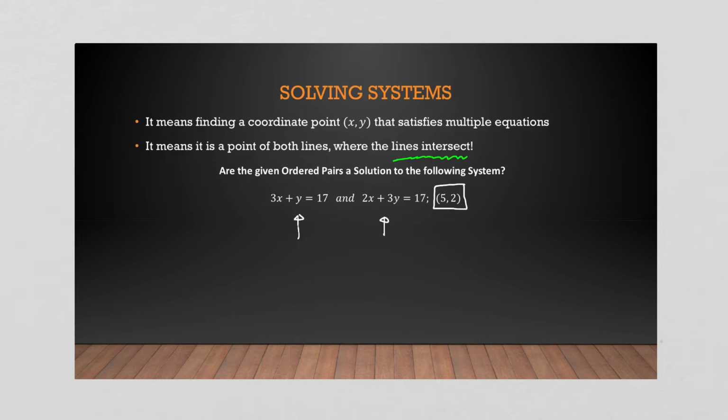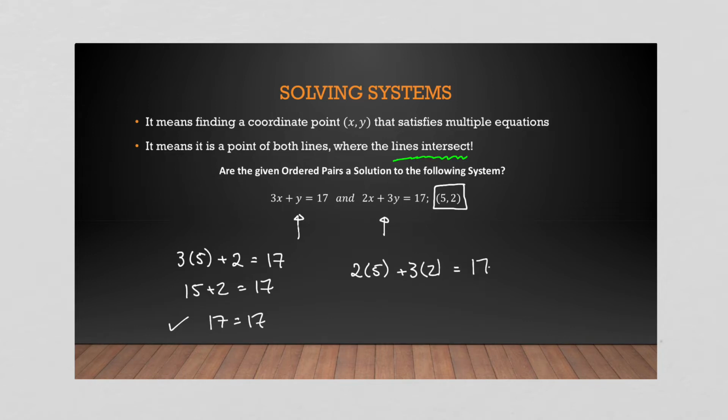So let's just test. We plug in a 5 for x and a 2 for y, and that one should give us 17. So 15 plus 2 equals 17. 17 equals 17. Okay, good. So we know that that point exists on the first line, but what about the second line? 2 times 5 plus 3 times 2 should give us 17. 10 plus 6 equals 17. Oh no, the point does not exist on both lines. So that point is not where the lines intersect. It would need to be equal for both of them.